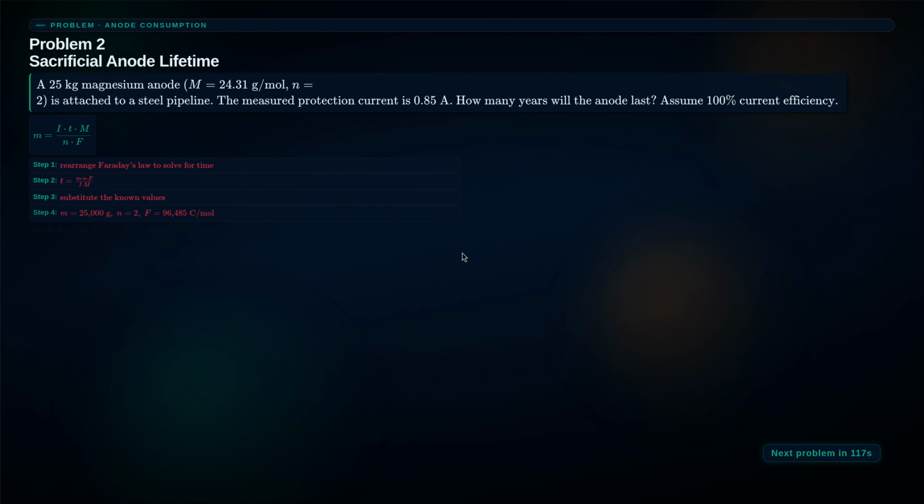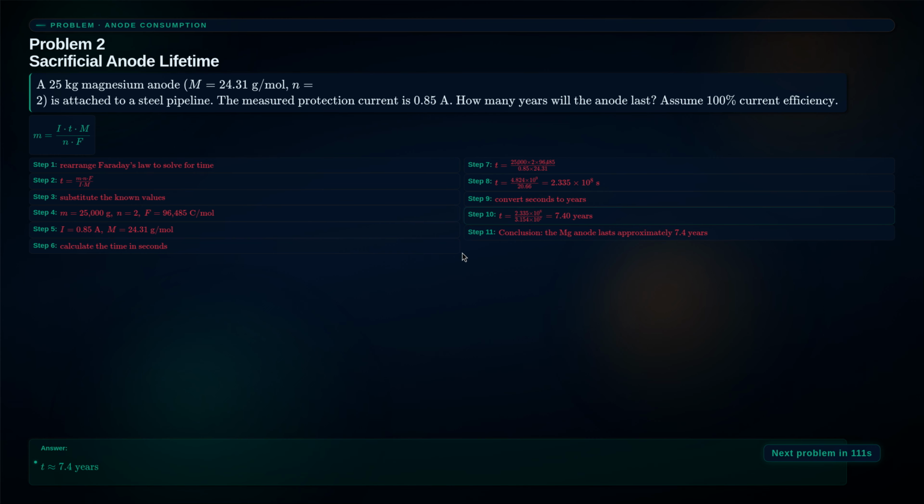Problem 2. Sacrificial anode lifetime. A 25 kilogram magnesium anode is attached to a steel pipeline. The measured protection current is 0.85 amperes. How many years will the anode last? Assume 100% current efficiency. Step 1. Rearrange Faraday's law to solve for time. t equals m times n times F divided by I times M.